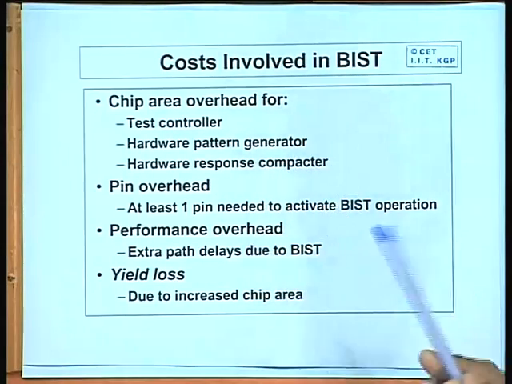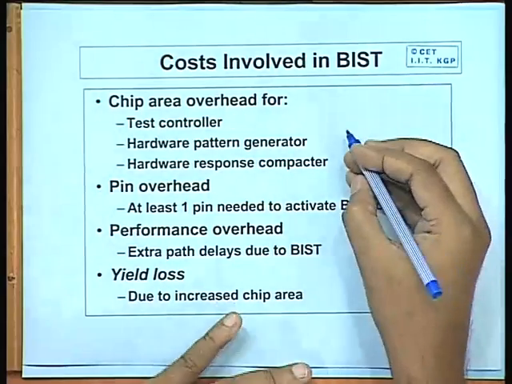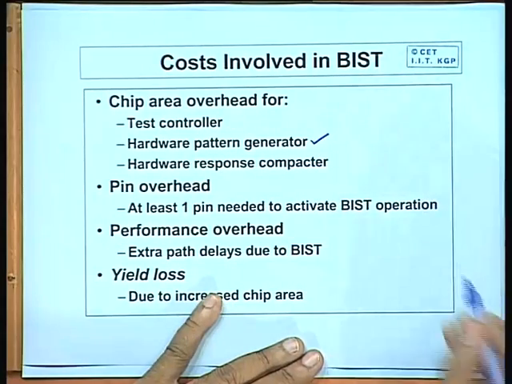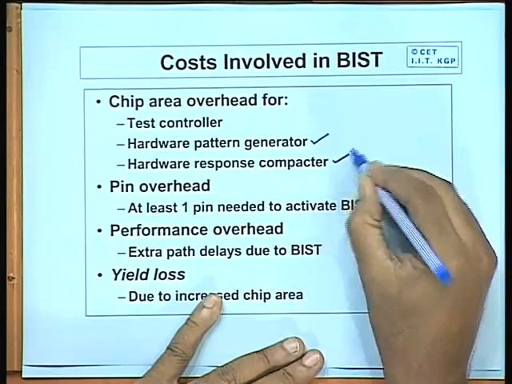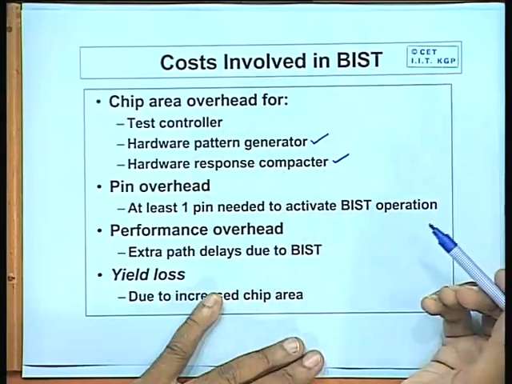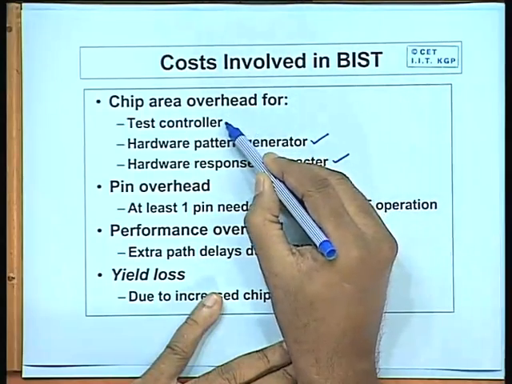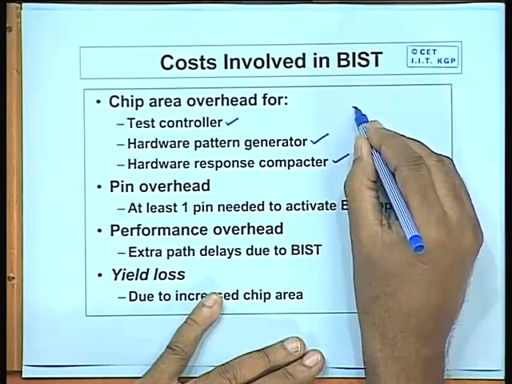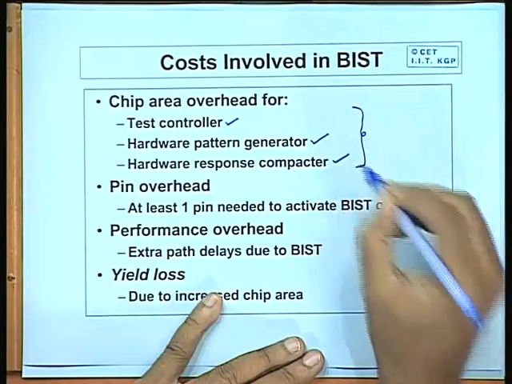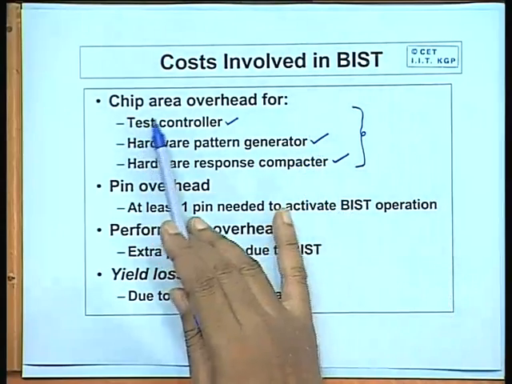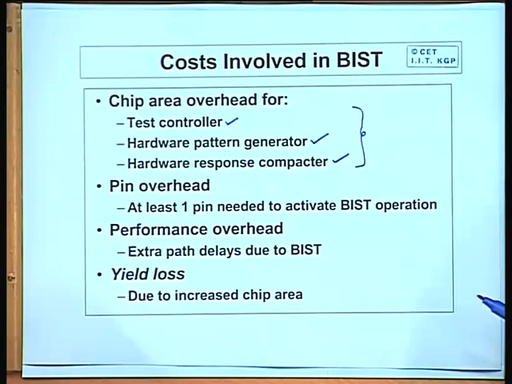Well, if we want to do the testing inside the chip, we need two things. We need a hardware pattern generator inside the chip, and we need some sort of a hardware response compactor or response calculator inside the chip, and there has to be a special purpose controller which will be controlling these two. So, these are the three additional hardware blocks that we need inside the chip, and for these we need extra chip area overheads. Not only that, we need additional pins.